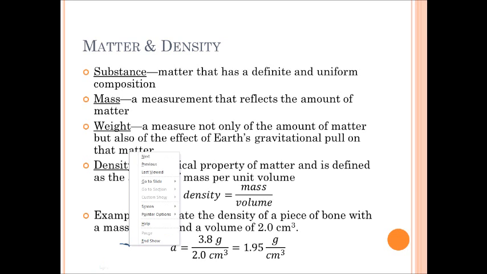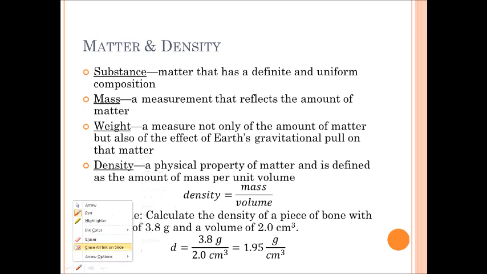Just for reference, centimeters cubed is equal to milliliters. So it would be like saying this was 2 milliliters. But given what we have, we take our mass, which is 3.8 grams, and divide by 2.0 centimeters cubed. And if you divide those, you get 1.95 grams per centimeters cubed. And that is our density.